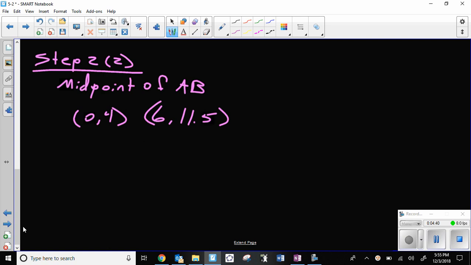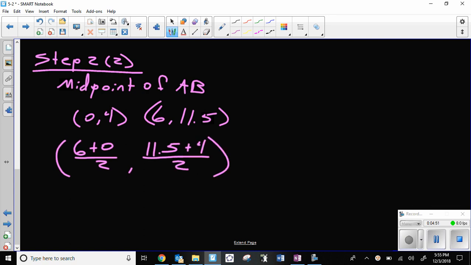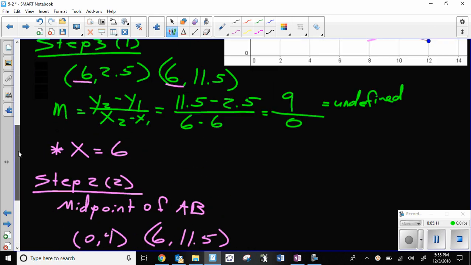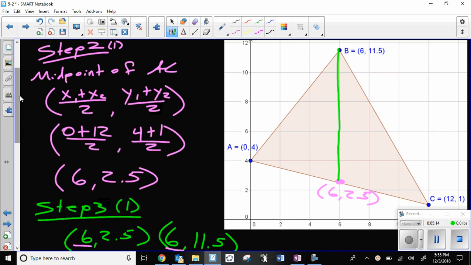So we'll take our x's, add them up. 6 plus 0 divided by 2 and 11.5 plus 4 divided by 2. When I do this, that's going to get me a midpoint of 3, comma, looks to be about 7.75. So we'll graph that point next. 3 comma 7.75. We'll go over 3, up 7.75-ish. Looks to be right around in this region.